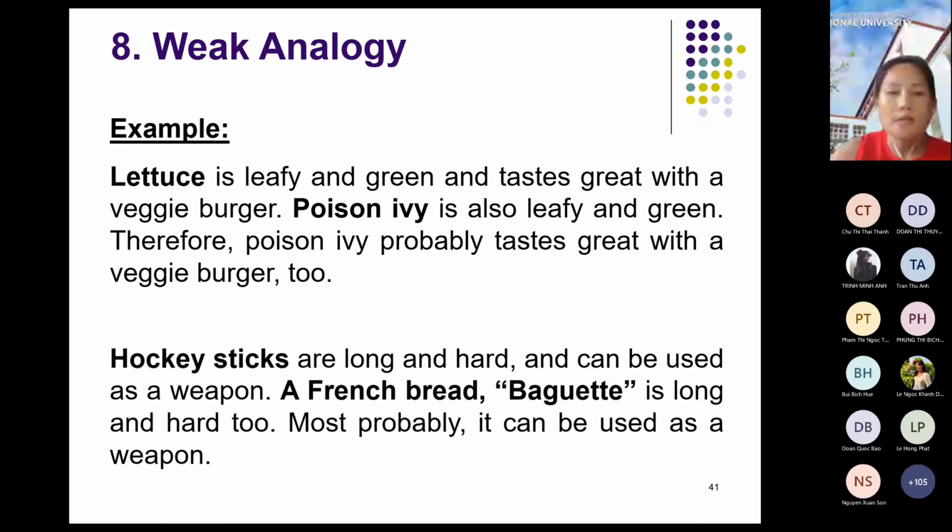Or yeah, similar. You can see in the second example here, I highlight the things to be compared. The hockey stick with the bread, isn't it? And they said that the hockey stick is long and hard and can be used as a weapon. And so the French bread is also long and hard, and probably it can also be used as a weapon.